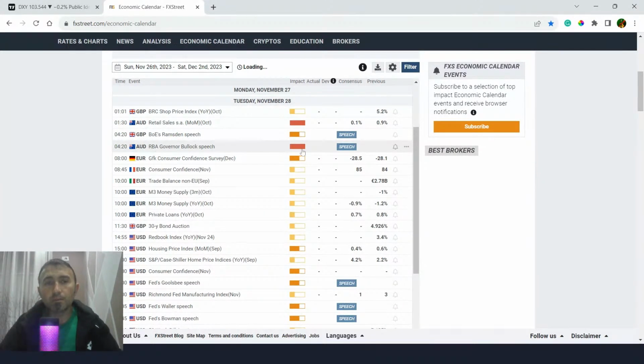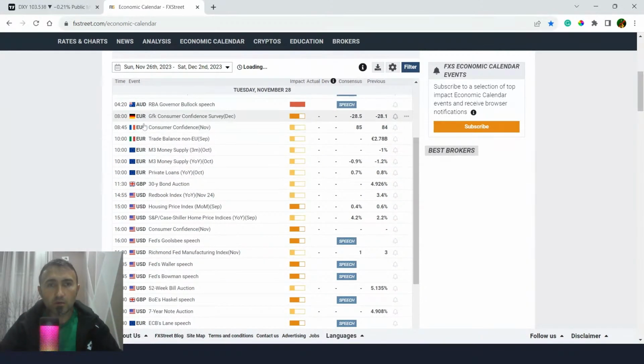So probably the governor this time may push again on the economy and how strongly it is performing. So we have to be careful. We may see a stronger Australian dollar again. However, it depends on the topic that he is going to discuss here.